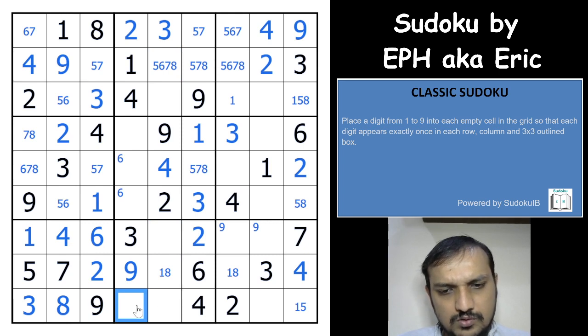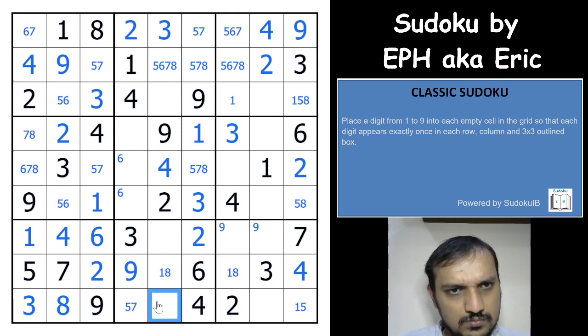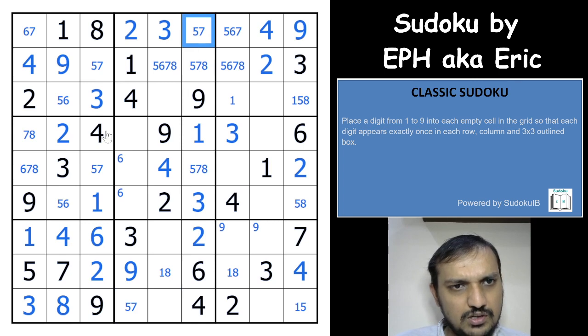Eight, 1, this is 5 and 7. I can see 5, 7 coloring here. You have 5, 7 here, 5, 7 here.